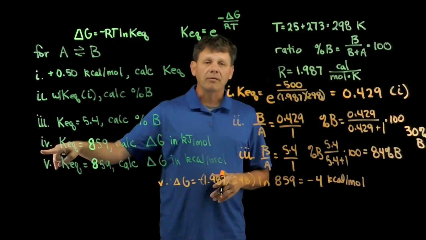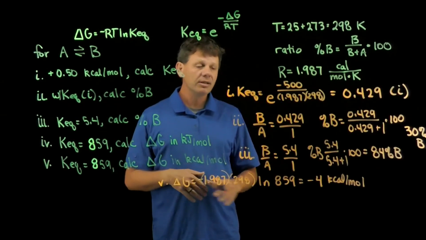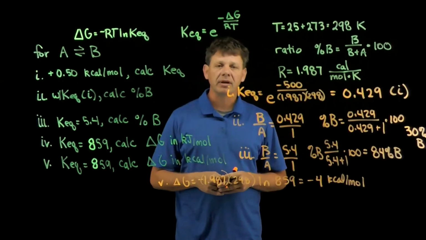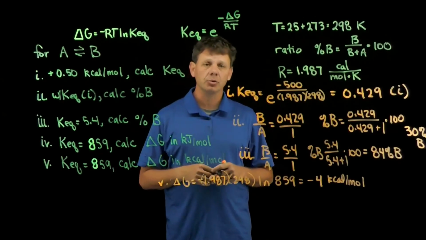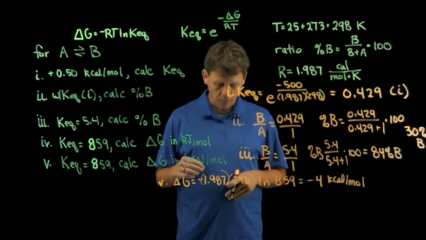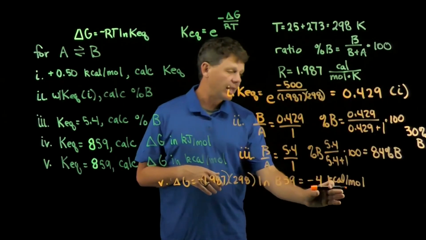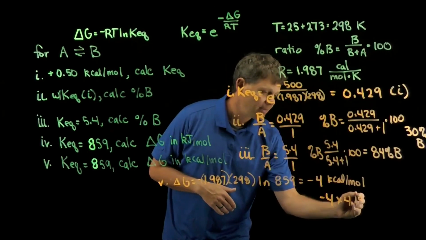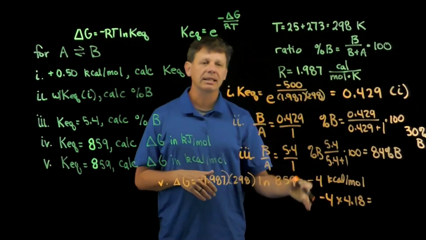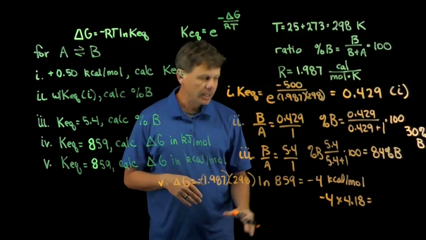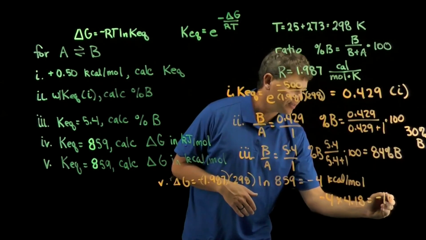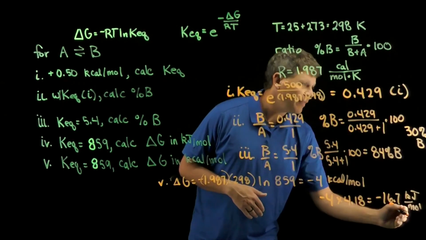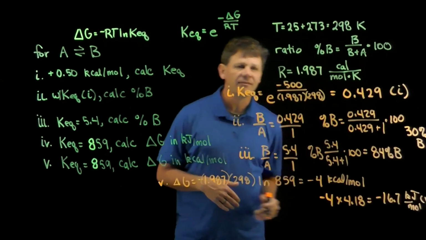We can now answer part 4 a little bit more easily using this value in kilocalories. Recall that to convert kilocalories to kilojoules, we're going to multiply by 4.18. So if we take negative 4 times 4.18, that's the conversion factor for kilocalories to joules, we end up with negative 16.7 kilojoules per mole. And that's the answer for part 4.